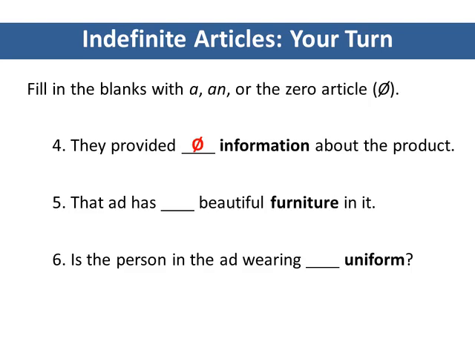Number 5. That ad has beautiful furniture in it. Like information in the previous example, furniture is a non-count noun. It doesn't take an article. Number 6. Is the person in the ad wearing a uniform? The singular count noun uniform may look like it starts with a vowel sound, but it doesn't. So we use the indefinite article a, not an here.